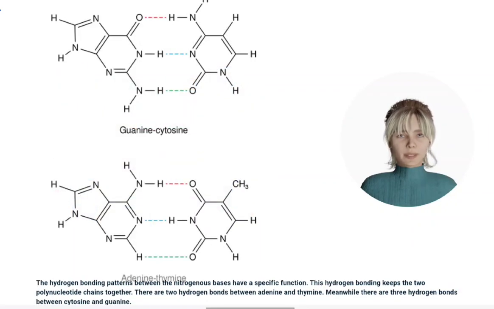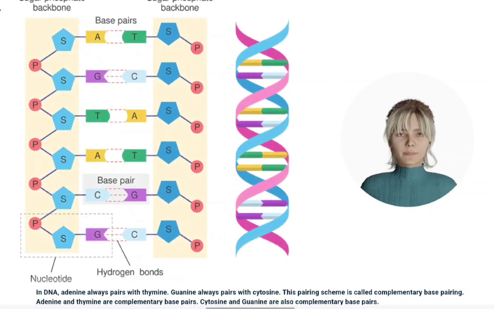The hydrogen bonding patterns between the nitrogenous bases have a specific function. This hydrogen bonding keeps the 2 polynucleotide chains together. There are 2 hydrogen bonds between adenine and thymine. Meanwhile, there are 3 hydrogen bonds between cytosine and guanine.